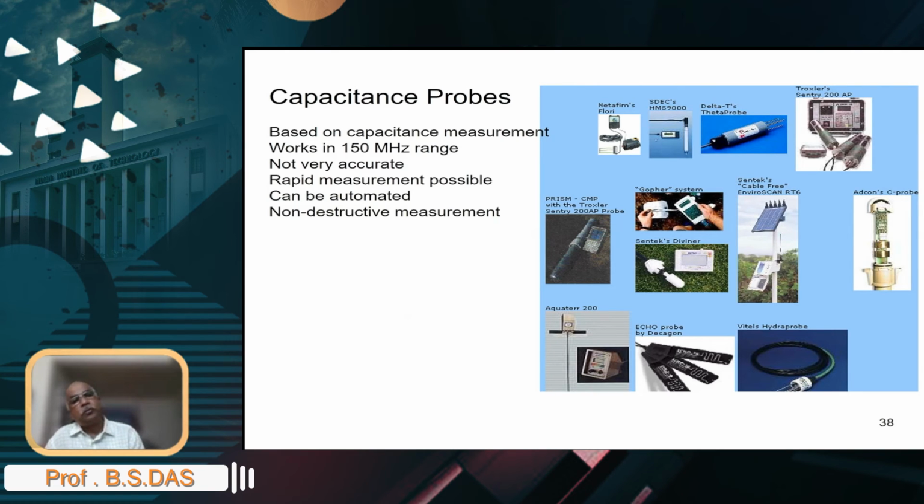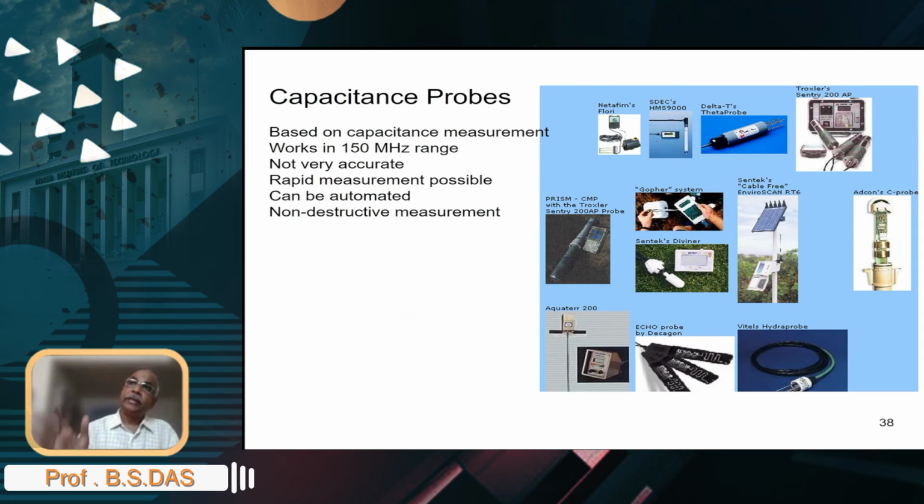These probes are also designed for non-destructive measurement. They are also good for automation, and many times we look for relative soil wetness. So once you install a probe at a particular location, as long as you have a good calibration, you should be able to look at the dynamics of the soil wetness, how it changes with time, that you could monitor using capacitance probes, even though they suffer from accuracy problems, with errors in the order of about 10%.